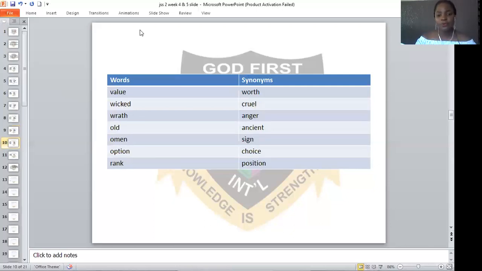Moving on, value. I want to have value for my money. I want to have worth for my money. So what is the synonym for value?